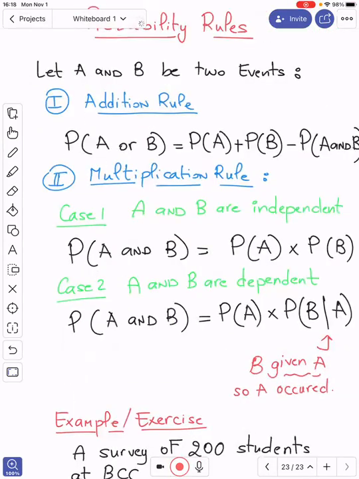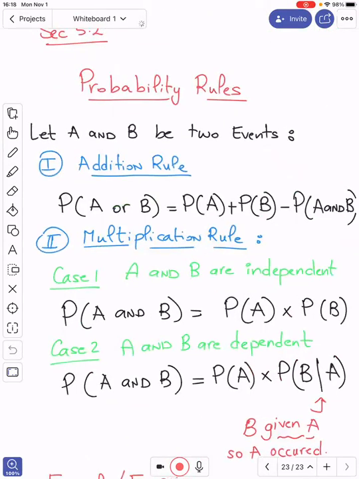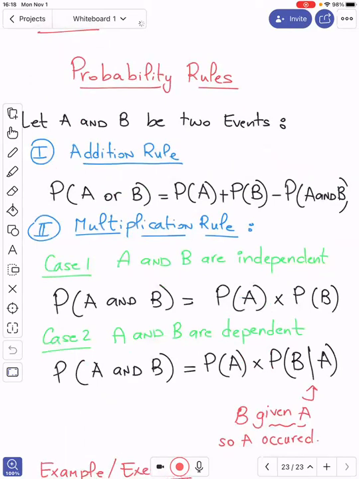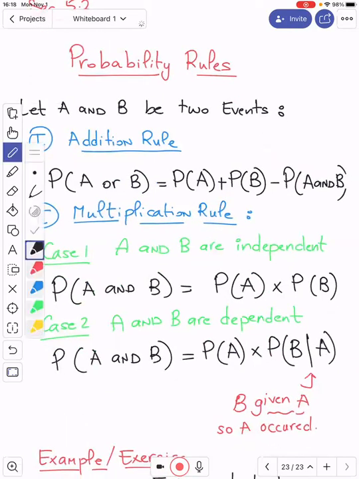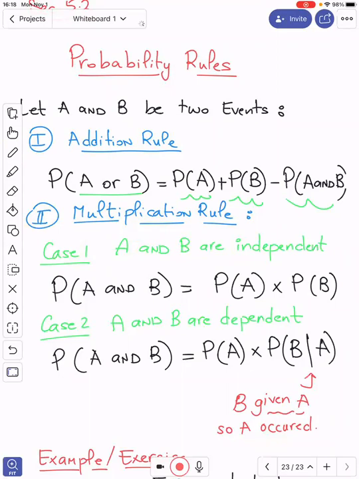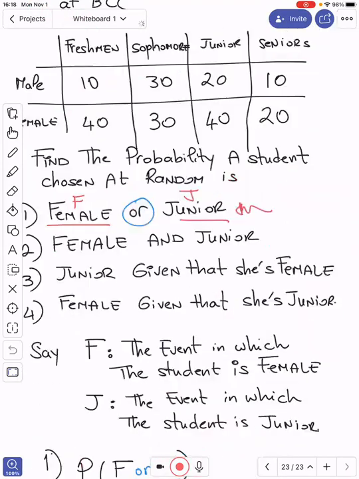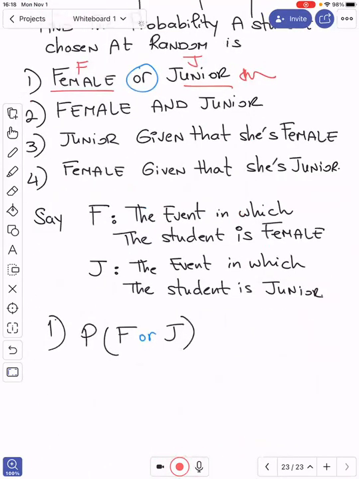Remember the addition rule? You have A and B, two events. Then the probability of A or B is the probability of A plus the probability of B minus the probability of A and B, right? So instead of A and B, we have F and J. So this is the probability of F or J, and here we are using the addition rule.